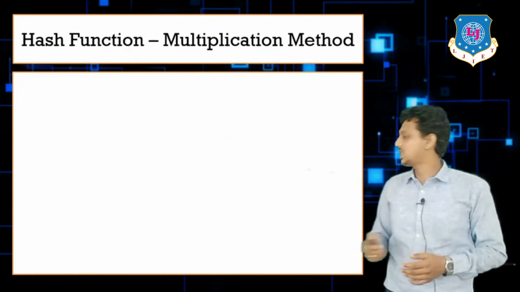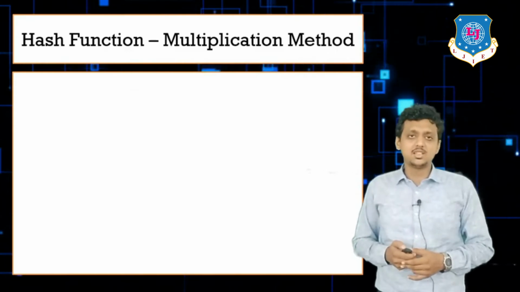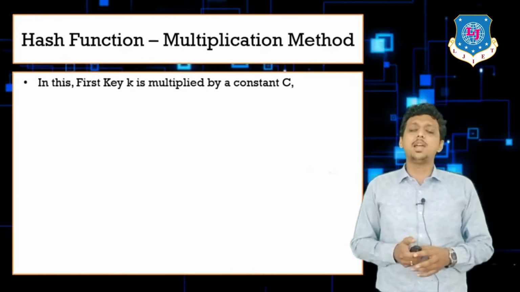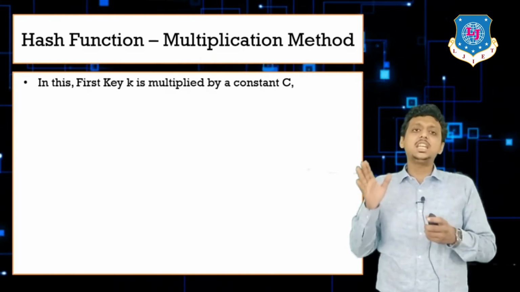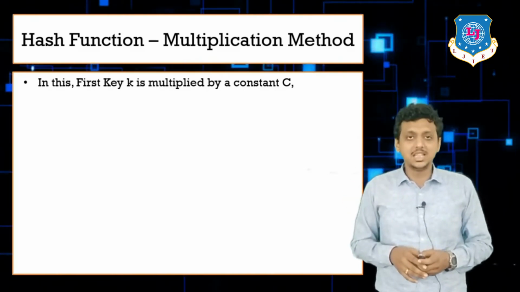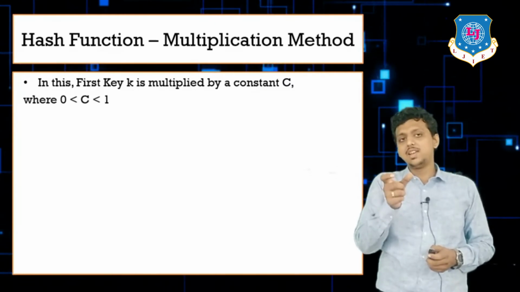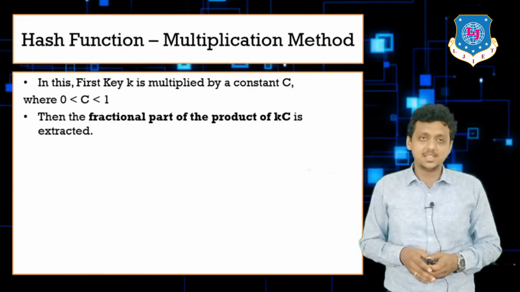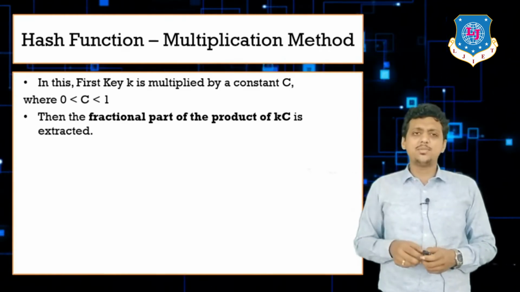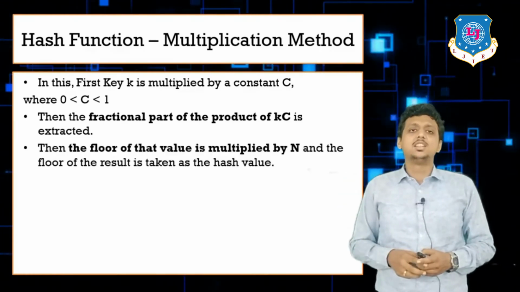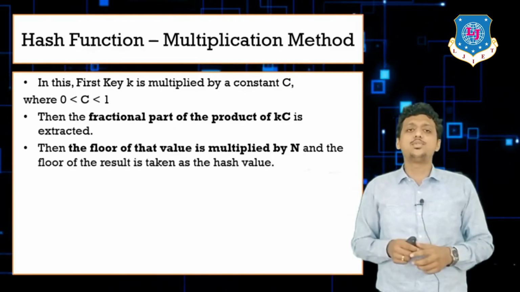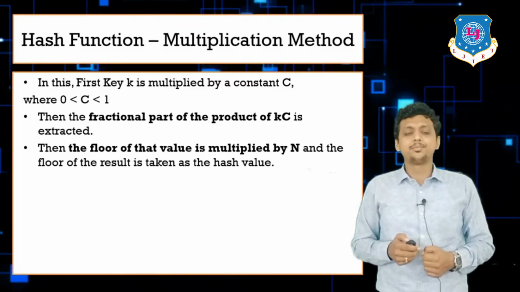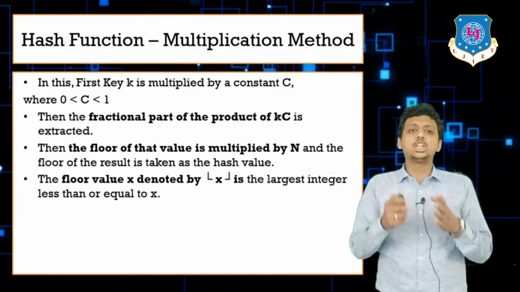Next we have the multiplication method, the second hash function. Here the key k is multiplied by a constant c, where the c value is from 0 to 1. Then you need to find the fractional part of the product kc. How to extract the fractional part, we will see. Then you multiply that by n, take the floor value, and you will get your answer.